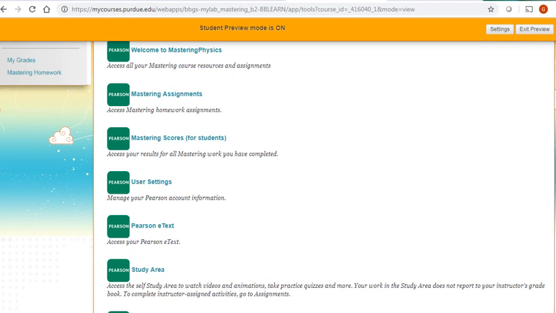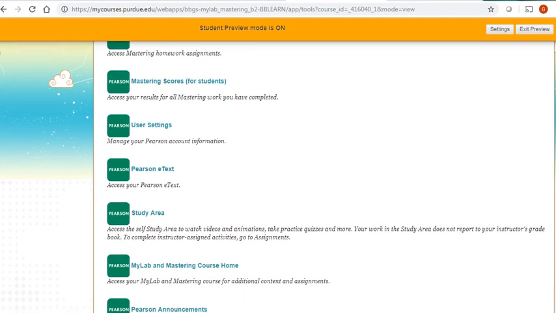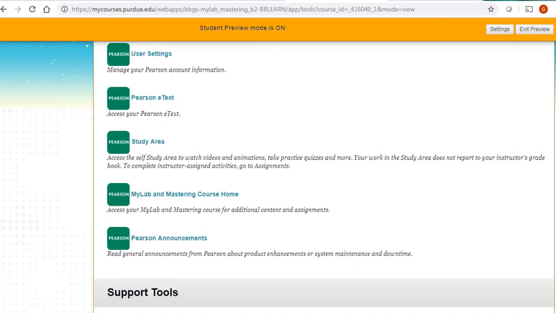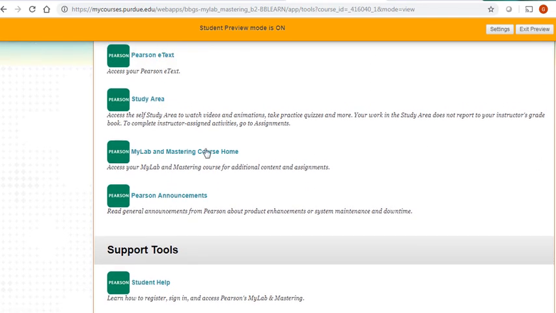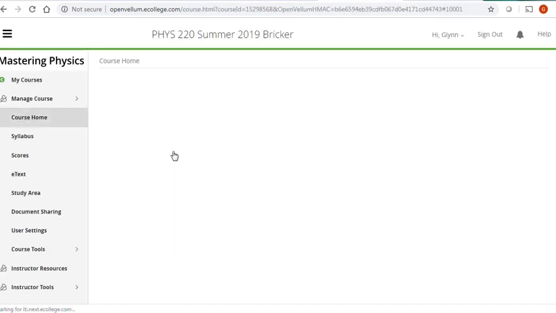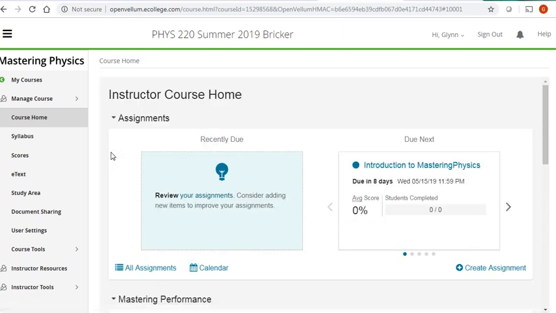Okay, and this is where the e-text is located. As you can see here, Pearson e-text. This is where the homework is located. So let me just go to the course home. And again, yours won't look exactly like this because you're not teaching the class. I am, but it'll look somewhat similar. Okay, good. So this is where the e-text is located. Let me show you what that looks like.